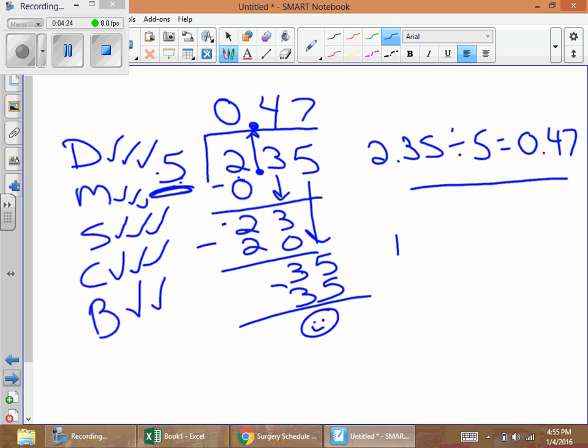Guys, just be careful of the steps, and you'll do great. You did well in long division. This is the same thing, as long as you remember to move the decimal straight up. You're ready to go. And that is only when we're dividing by a whole number.